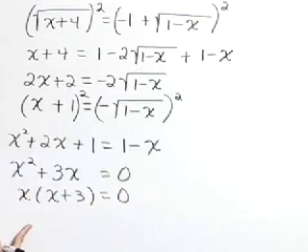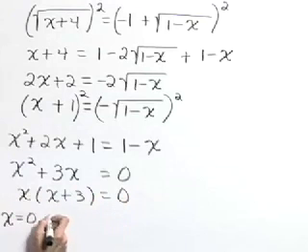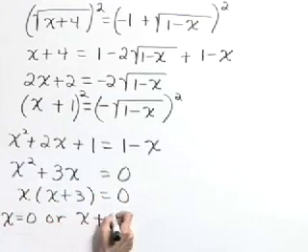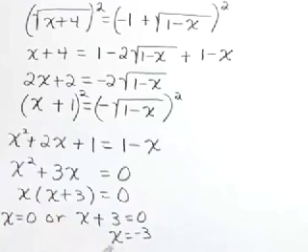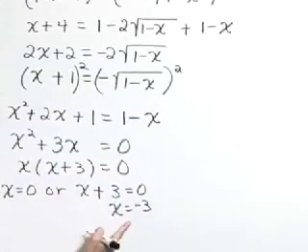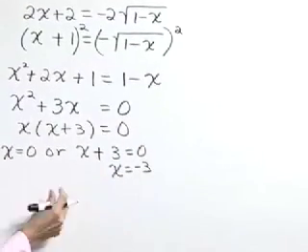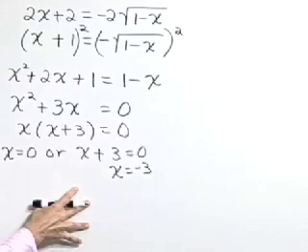Use your zero factor property. So x is 0, or x plus 3 is equal to 0. That gives x equal -3. Now we have two proposed solutions, x equals 0 and x equal -3. Let's check them both in the original equation.